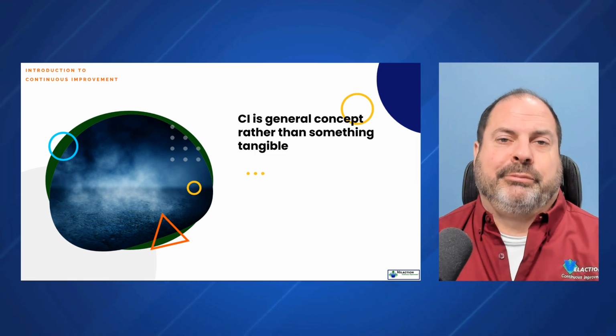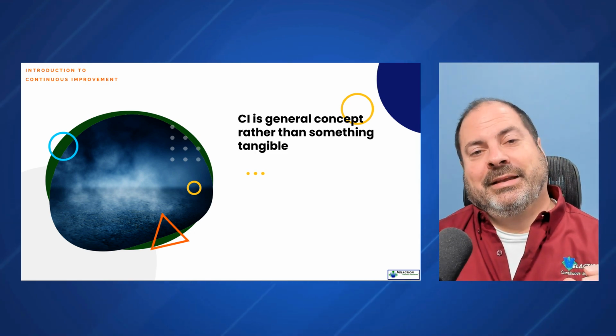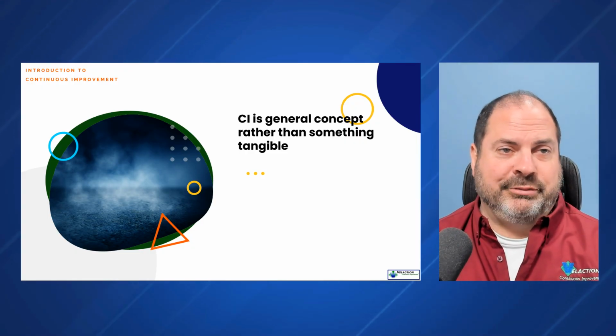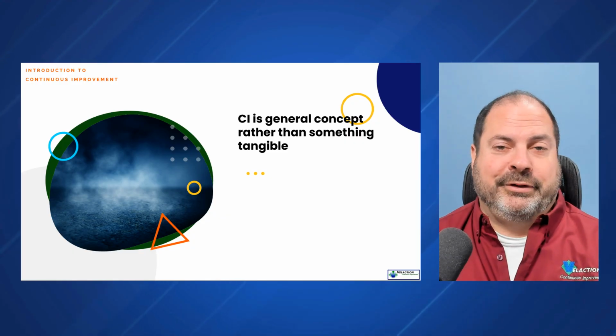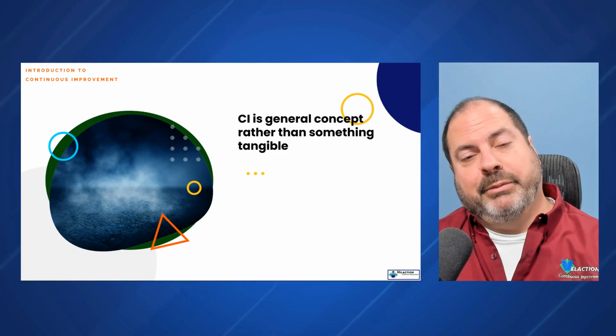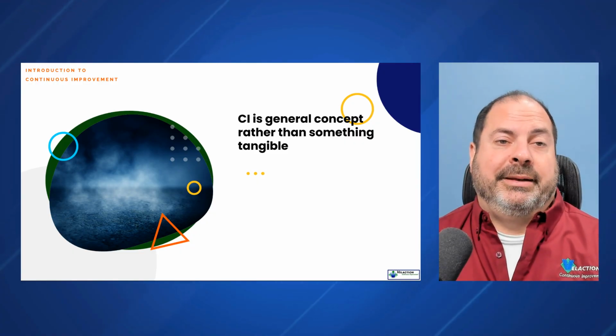Well, it's basically because all the improvements definitely contain science in them, but there's an art in deciding how to put them together. The big picture of continuous improvement is more of a general concept. It's not something that's specifically tangible in the way other concepts would be. And because of that, it has different meanings to different people.